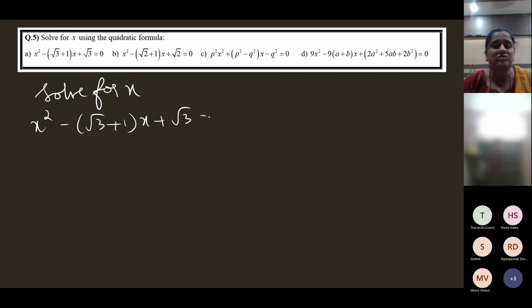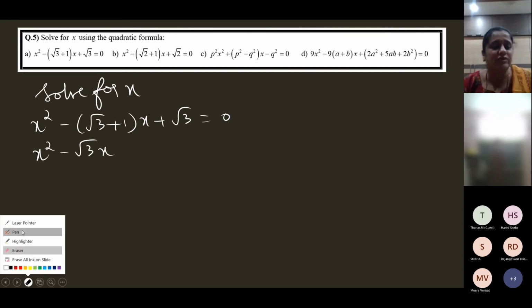Now, if it is simply solve for x: x square minus (root 3 plus 1) x plus root 3 is equal to 0. Simply solve for x. So then what should you do? First, open the brackets and free all the terms first.